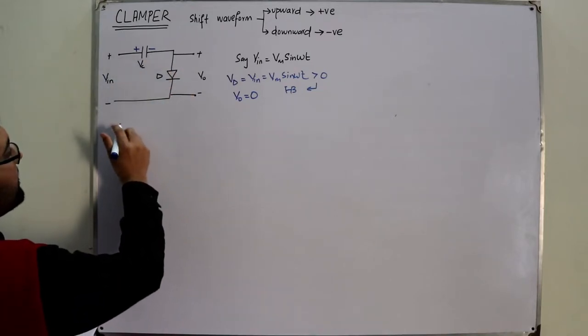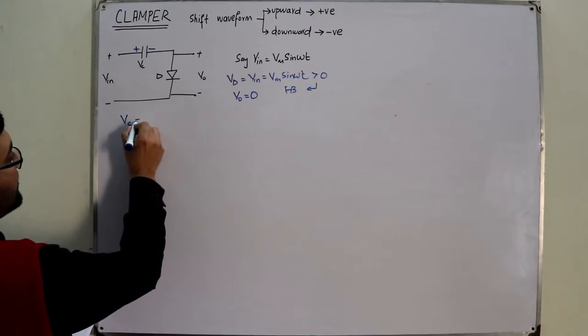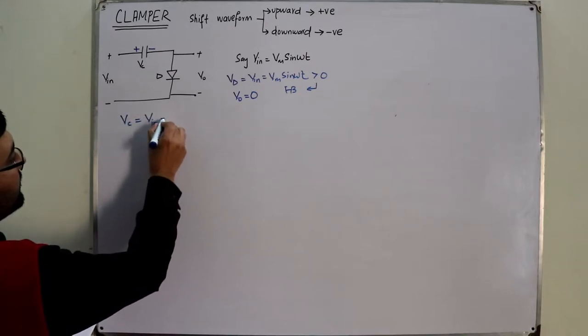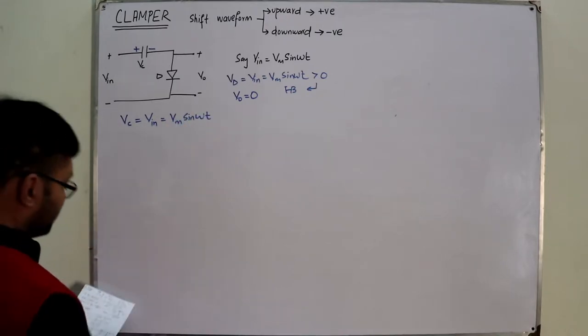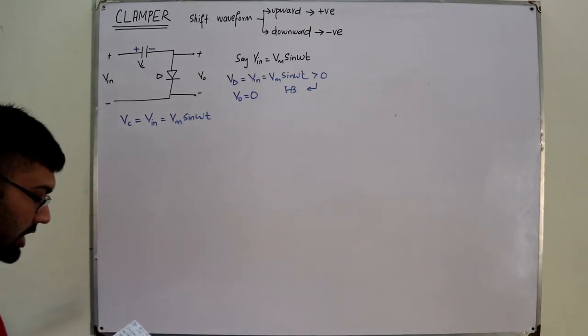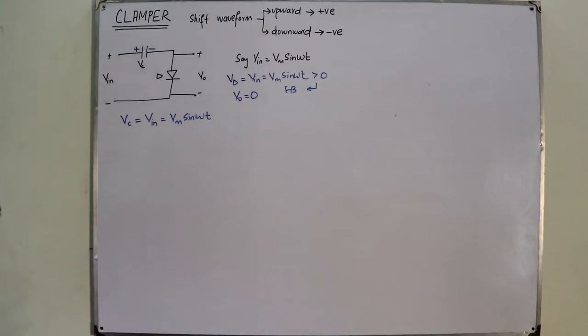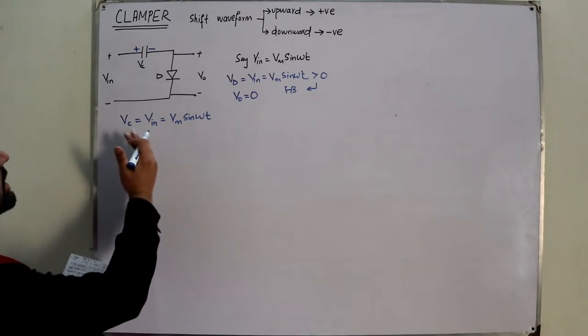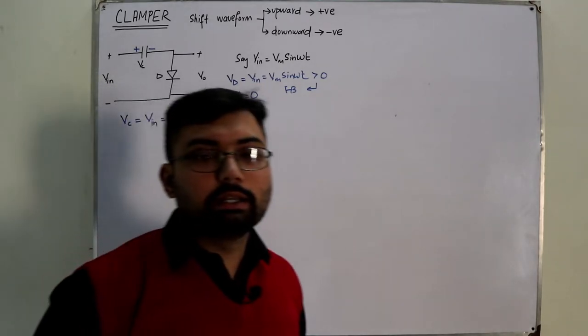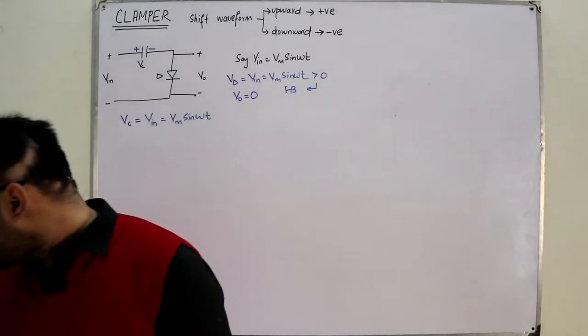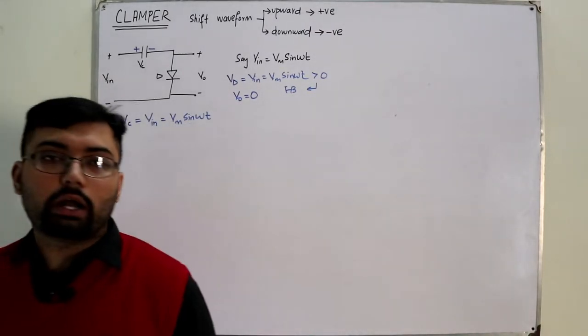Applying the KVL, the voltage across the capacitor is also equal to the input voltage, which is again equal to Vm sine of omega t. Isn't it? It is. So what happens is that the capacitor has been charged to this value, to Vm sine of omega t value.